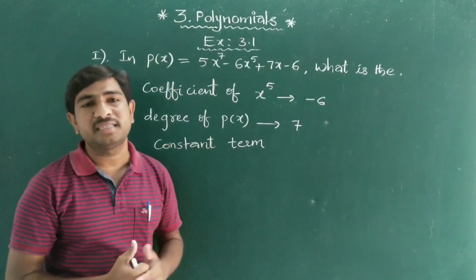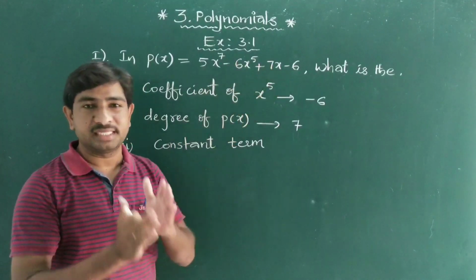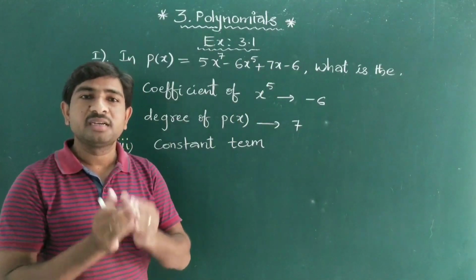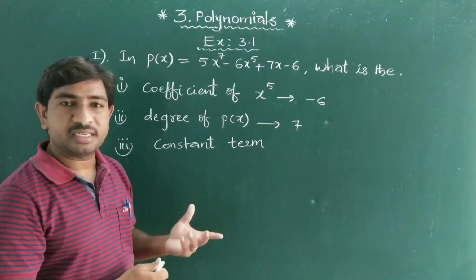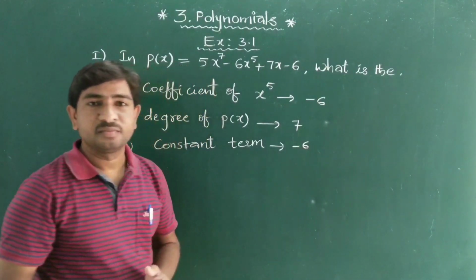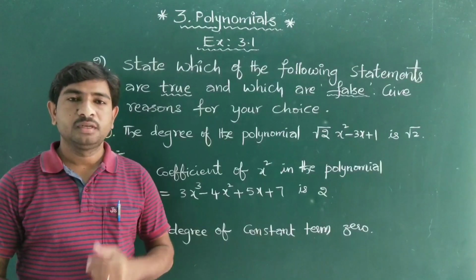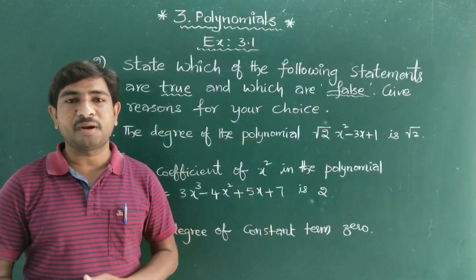And now the constant term. Without the variables, how many terms are there? Only minus 6. So this is known as the constant term. So the constant term is minus 6. This is the answer for the first problem. Okay, now let us see the second problem.